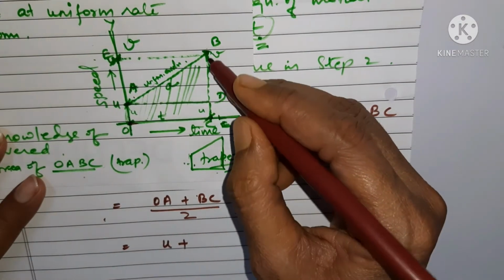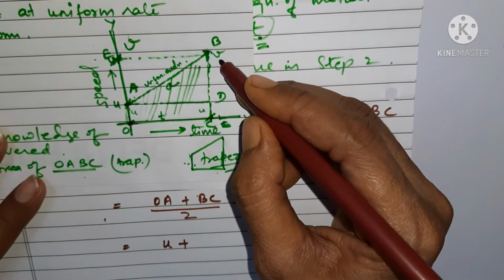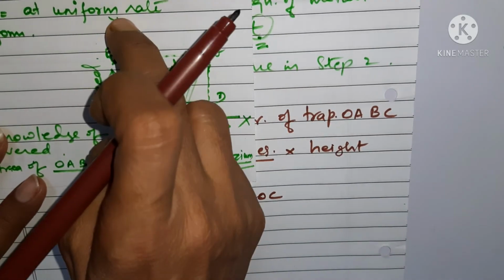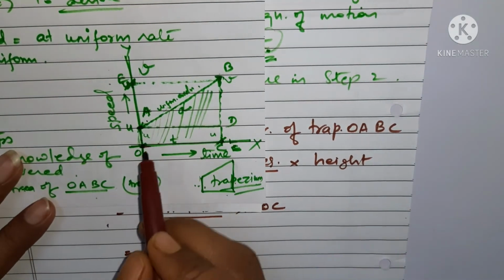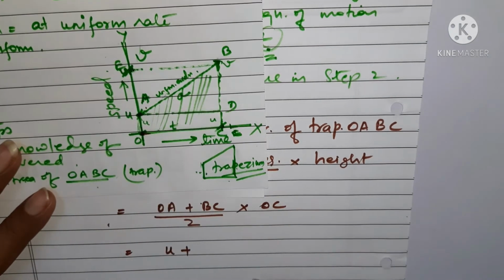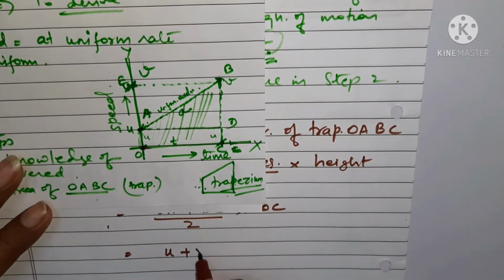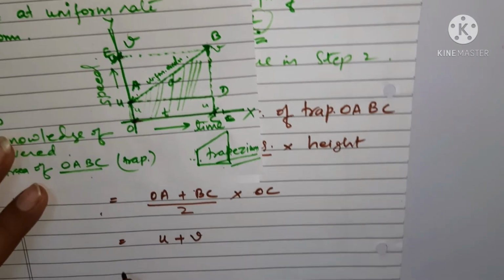You can see from here to here, since we are considering the velocity here, this is the speed which is showing you. So from here to here, it is the final velocity. So instead of BC, we are going to write V, that is final velocity, right?